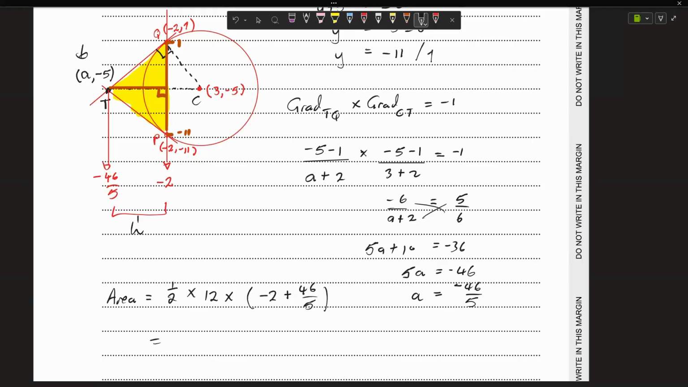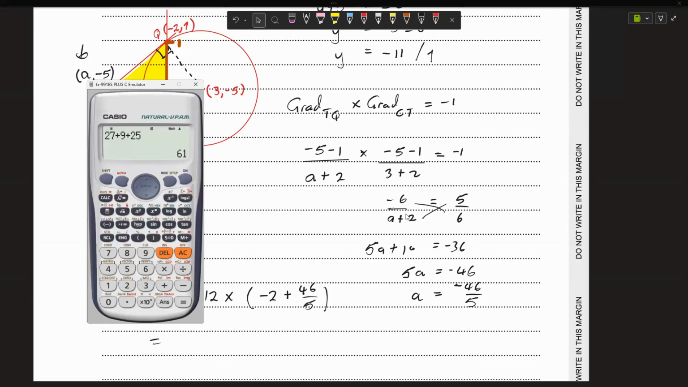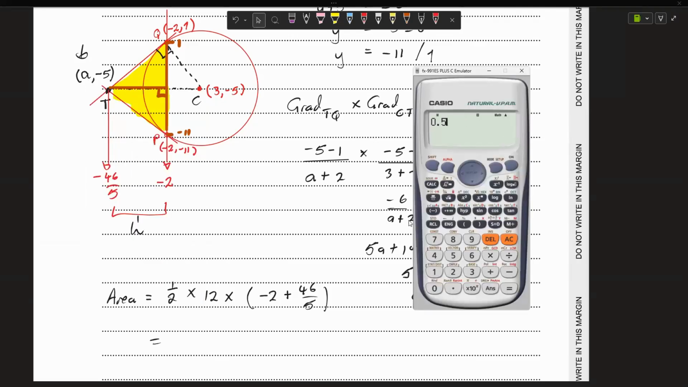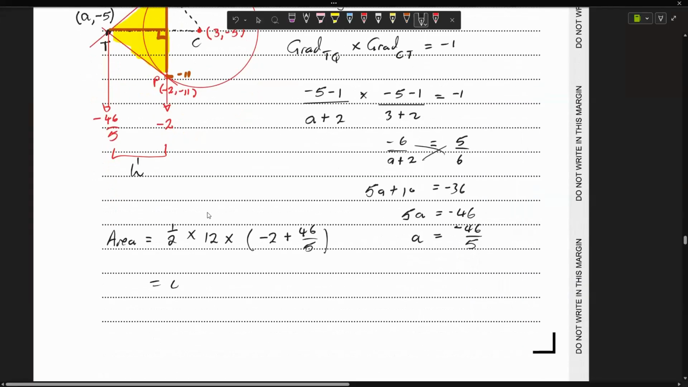So we can just do the calculation here. And what's that going to give us? 0.5 times 12 times whatever -2 plus 46 over 5 gives us. That's 216 over 5, which is 43.2. So the area comes out as 43.2. So this is the answer. That's the area of the triangle.